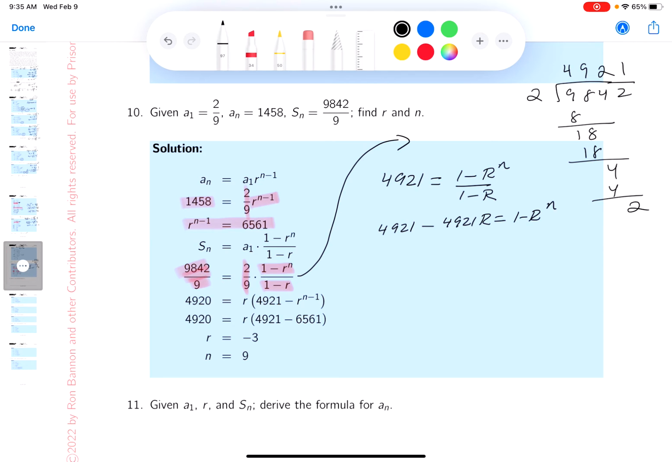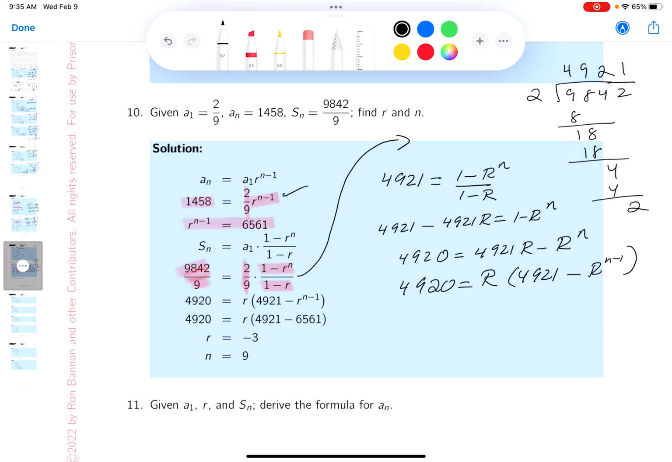The next thing I would do is try to get all the numbers on one side and the variables on the other, and that would give you 4920 equals 4921 r minus r to the n. All right? Still not there yet. I want to see if I can get the r to the n minus 1 now. How do I do that? Well, we've done it before. You're going to factor out an r now. What do you get? R, and then you get 4921 minus r to the n minus 1.